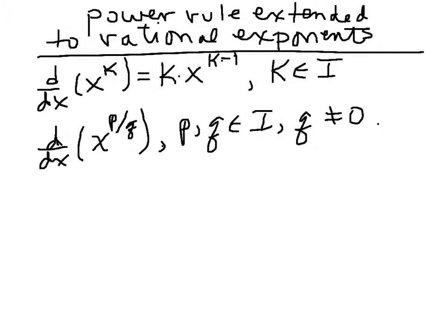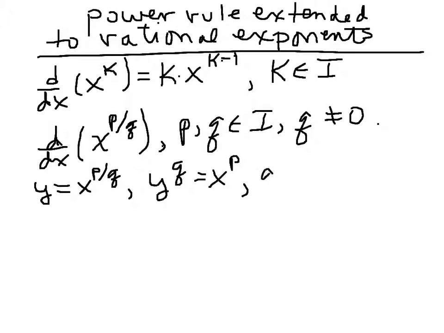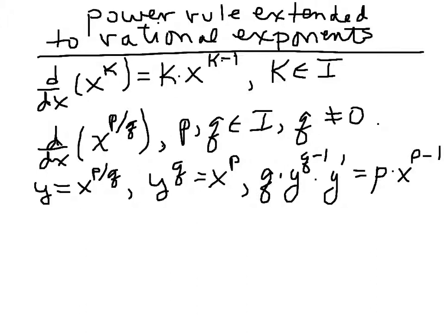So let's see if we have room for this. We write y is equal to x to the p over q. We raise each side to the q power, so we get y to the q is equal to x to the p. Now we differentiate with respect to x, and we get q times y to the q minus 1 times dy dx, I'll cheat and write it as y prime, equals p times x to the p minus 1.